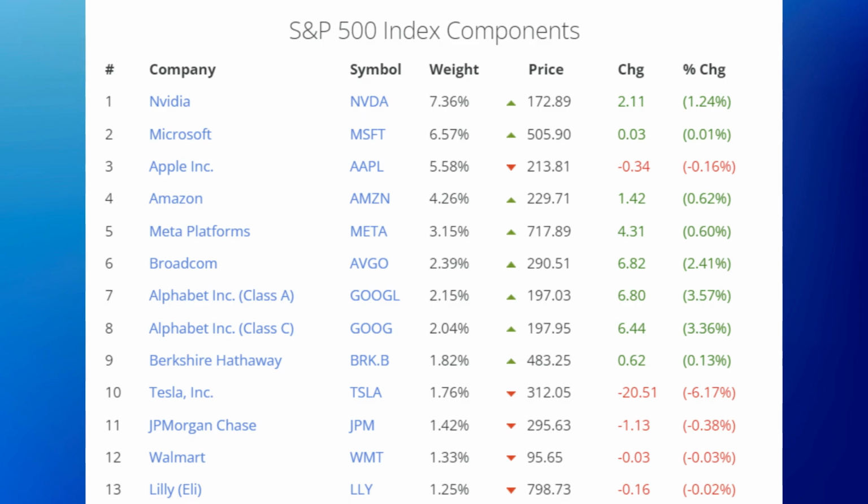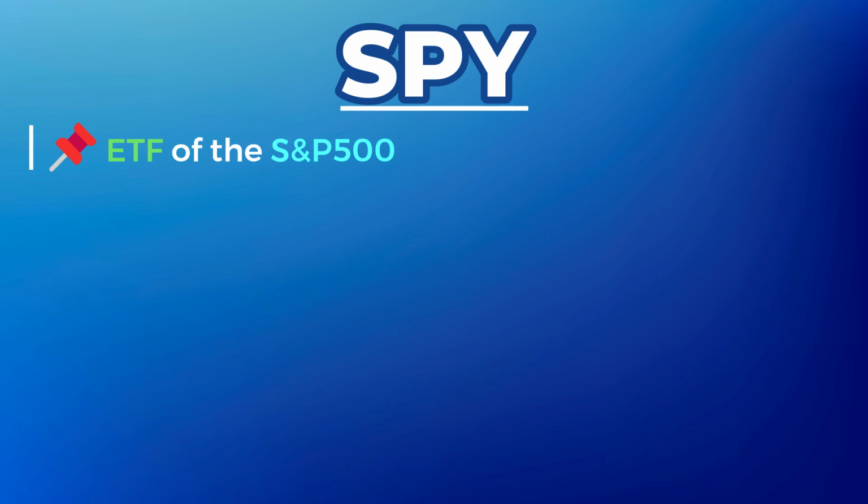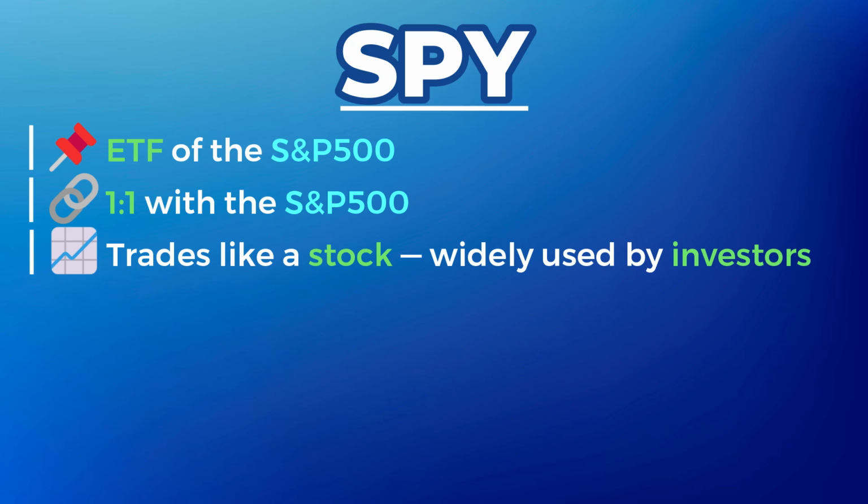So now we go into SPY. What is SPY? SPY is the ETF version of the S&P 500. So it essentially tracks the S&P 500 index 1-to-1. It's great for equity traders and swinging positions over a long duration. It trades like a stock, and it's very popular with investors as well, people that want to hold positions for a very long time.